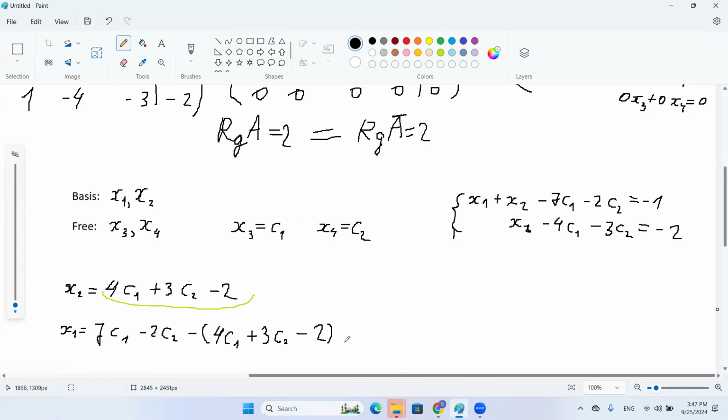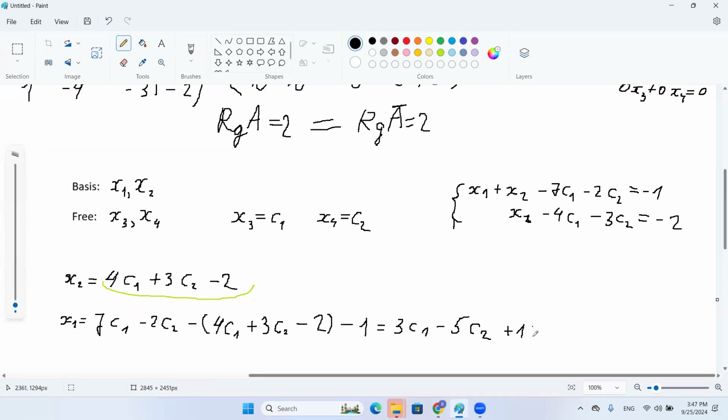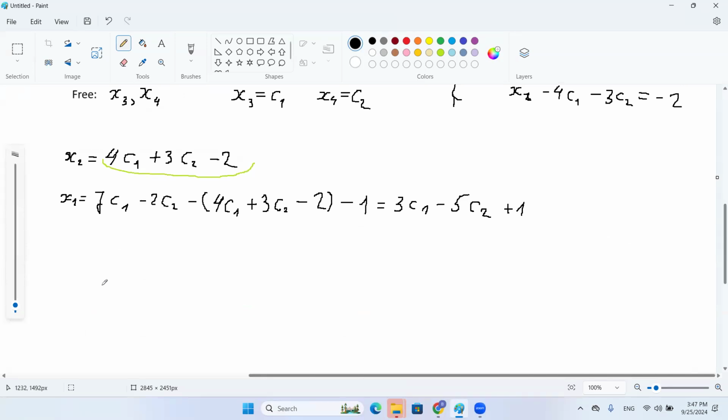So, and now x1 equals, let's simplify it, 3c1 minus 5c2 plus 1. And the general solution will look in the next way.